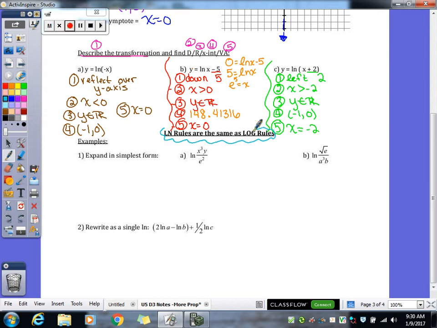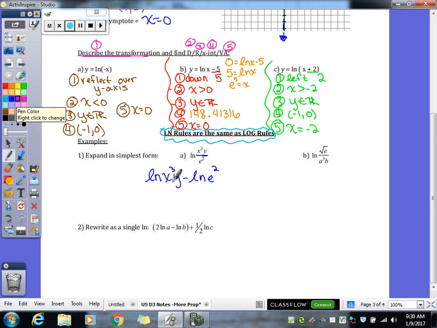So now our log rules that we have been practicing, the same rules apply for your ln's. So if they tell you to expand or condense an ln, you follow the same exact ruling. So we always said division first. So if I look at letter A, I'm going to do my division first. So I get ln of x cubed y minus ln of e squared.